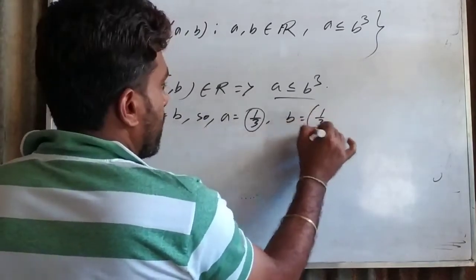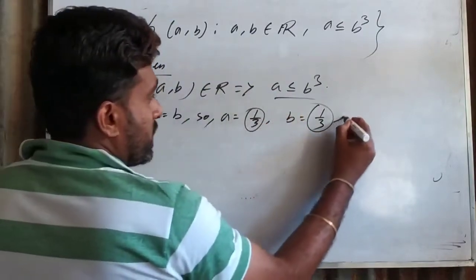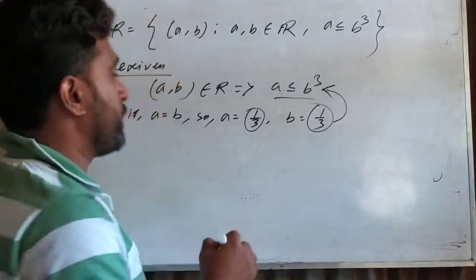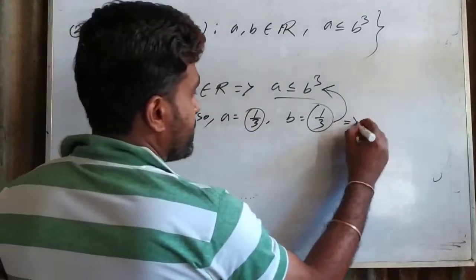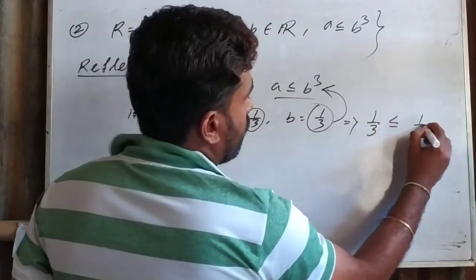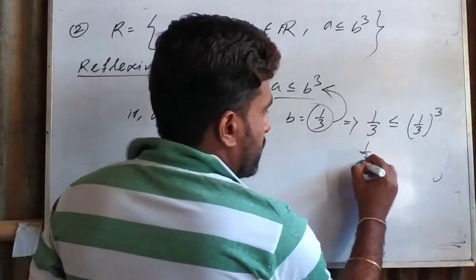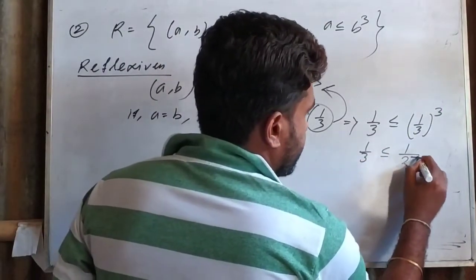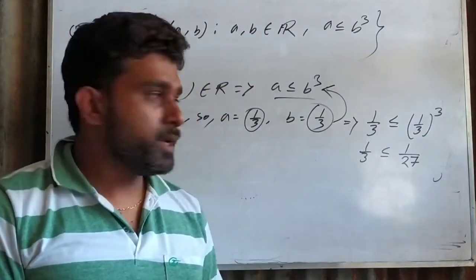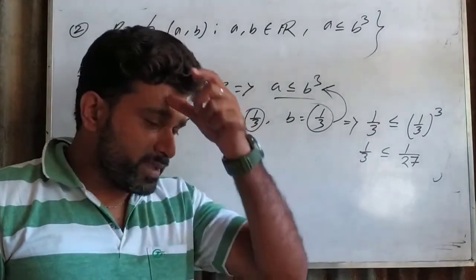1 by 3 is a real number, as we all know. Now you have to verify whether this condition is satisfied or not. Now this implies 1 by 3 less equals to 1 by 3 whole cube. So 1 by 3 less equals to 1 by 27. Is it right? 1 by 3 smaller than 1 by 27? I think it is not right.